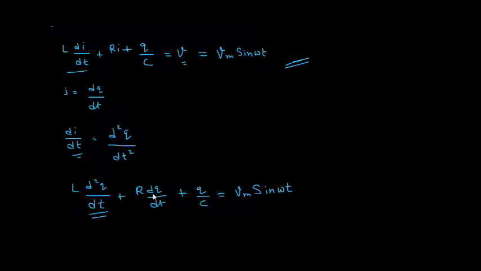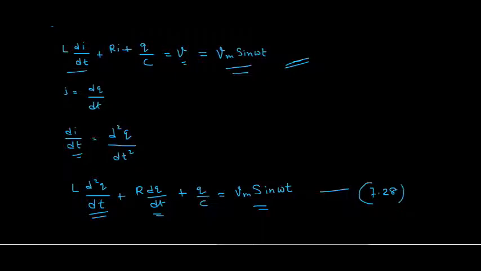And if we simply differentiate this, L di by dt, we can write q and double differentiate it; R i, if we differentiate q, we get dq by dt. So here also double differentiation. Instead of v we have already written Vm sine omega t. So this is written in your book, equation 7.28.